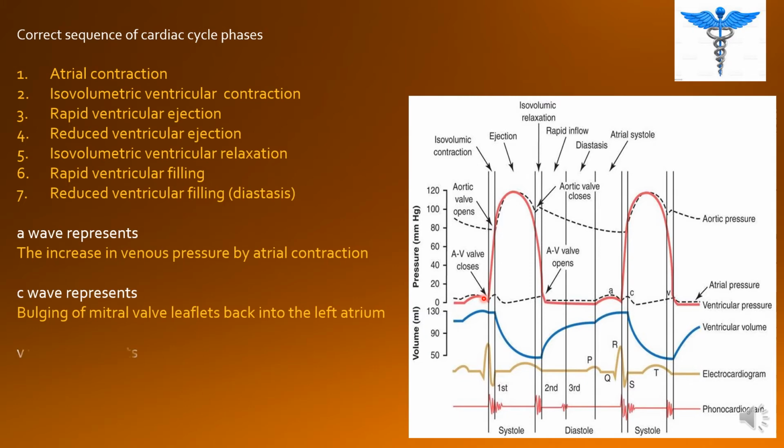Now we have: the V wave represents the passive filling before the opening of the mitral valve, right? Here during isovolumetric relaxation the AV valve is closed, and the blood is coming from the lungs into the left atrium passively, right? So this passive filling of the left atrium before the opening of the mitral valve is represented by the V wave. So it was all about this, and this is the basic concept in the cardiovascular system.